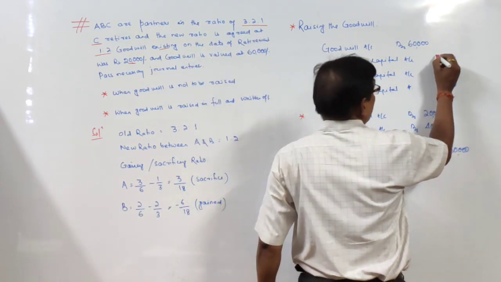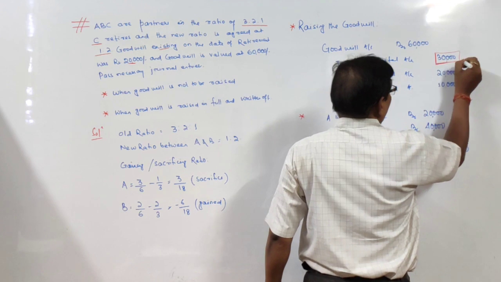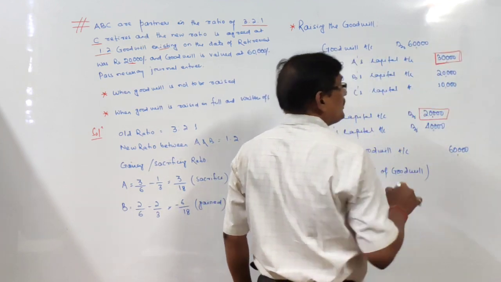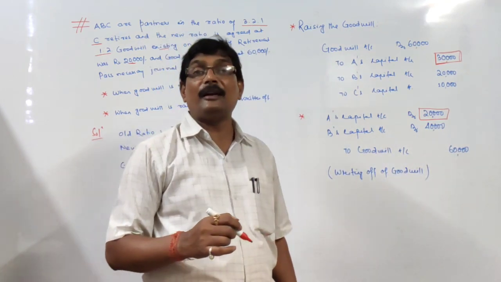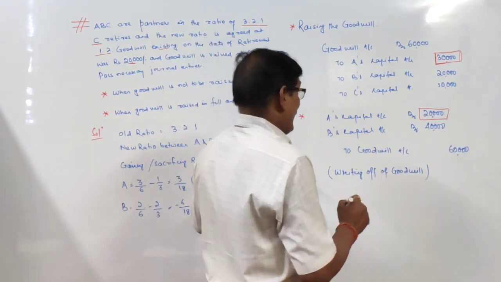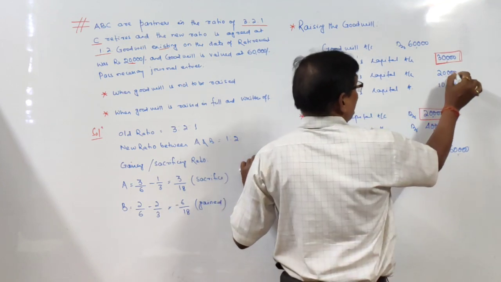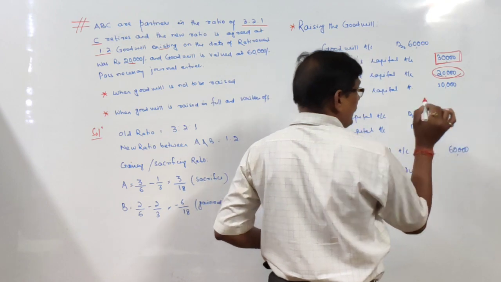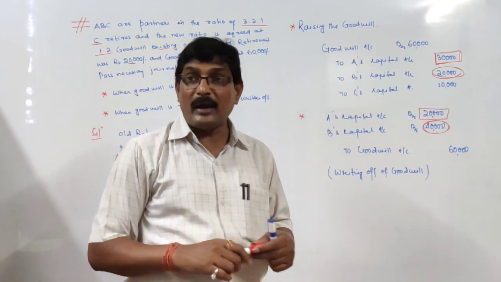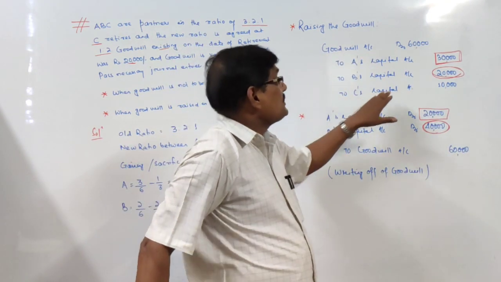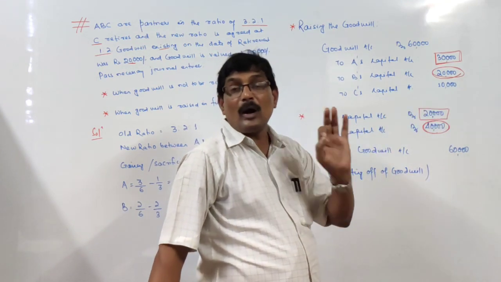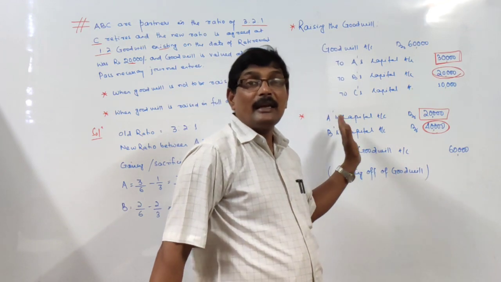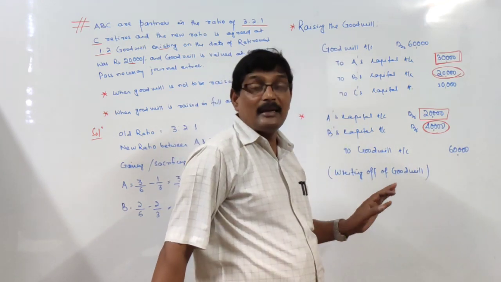Now what is the net effect you see? A's capital account is credited with 30,000 and debited with 20,000, so the net effect is that A's capital account is credited with 10,000. And B's capital account is credited with 20,000 but debited with 40,000, so his account is debited by 20,000. And C will get 10,000 rupees. So ultimately the entry remains the same, that B will compensate both A and C.